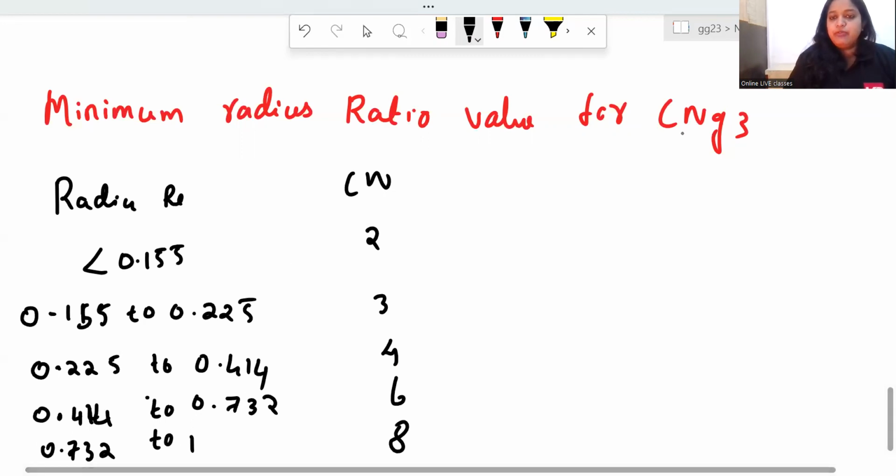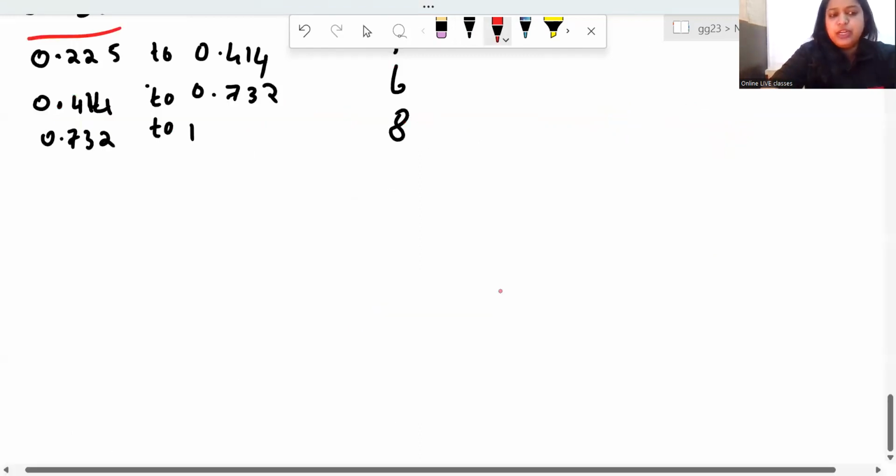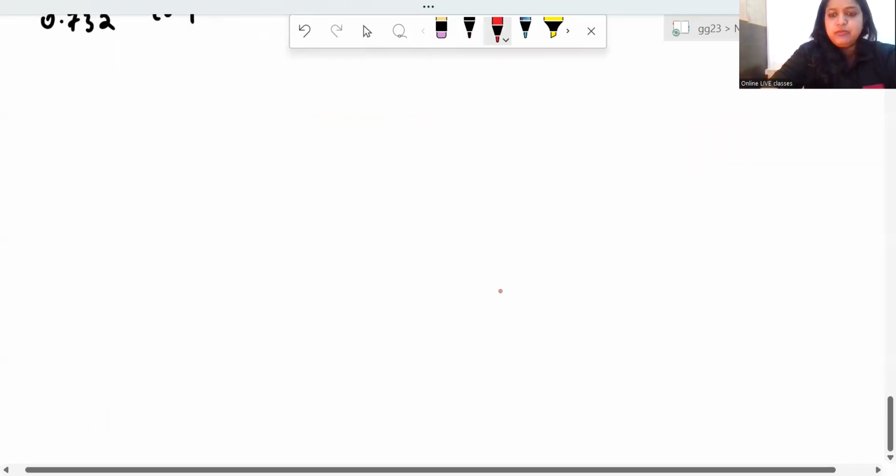So from this value itself, we know the minimum radius ratio for coordination number 3 will be 0.155. So if you remember this table, you can easily get the answer of this section also. This was also kind of a direct question.